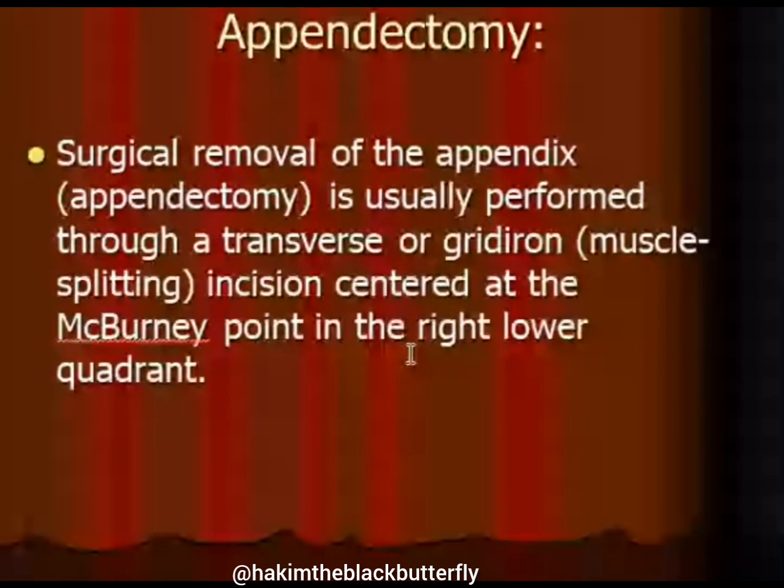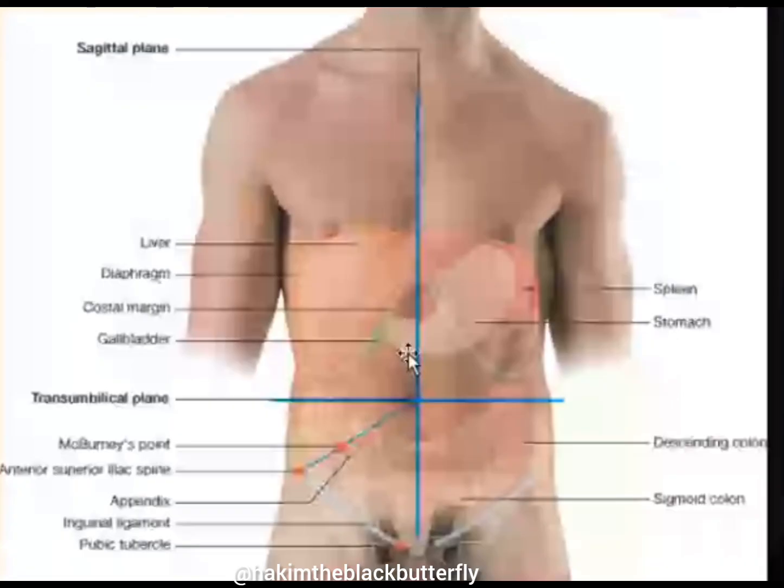And the solution to appendicitis is surgical removal, a procedure known as appendectomy. They make incisions at McBurney's point, which will lead them to the root of the appendix, and they will dissect it out. That is our McBurney's point, where they make incisions. And this is where you're going to put the transverse.